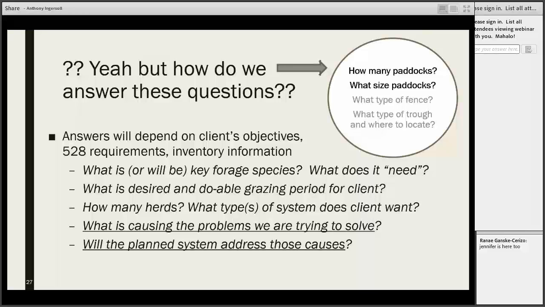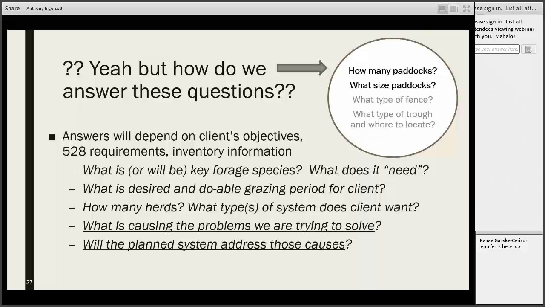We've got to look at all those things and try to come up with the answers. Some of the things we need to consider are what is or will be the key forage species for this system. What does it need? Because that's gonna affect our grazing period, our recovery period, and how many paddocks we're gonna need.